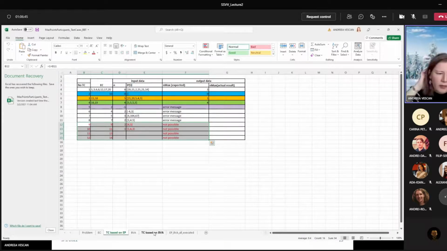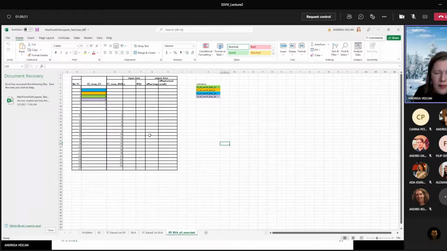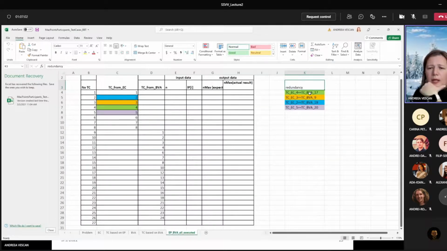And because we don't want to have redundant and duplicated test cases, we will create the last table in which basically we have no redundancy, right? As you can see here, some of the test cases for the boundary value analysis are the same as the equivalence classes. So for example, test case 4 from the equivalence classes is equal to test case 17 of the boundary value analysis. So instead of having two test cases with the same input and output, we merge them in one single test case. So this is very important to do.